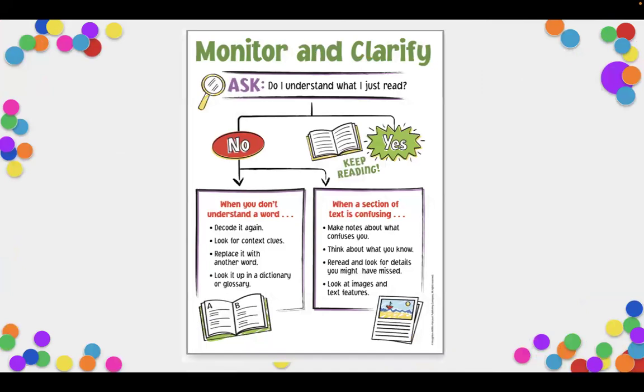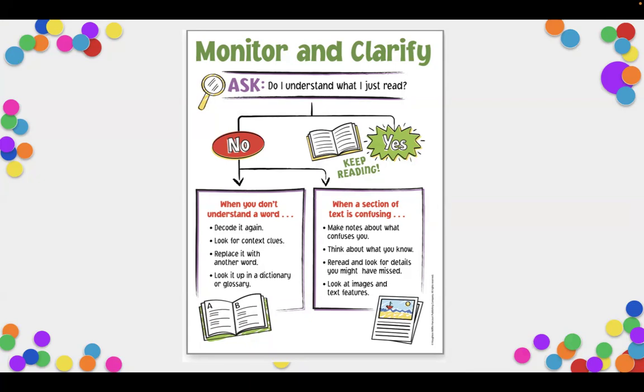Next, we talked about monitoring and clarifying. This is really important when we read. So you need to ask yourself, do I understand what I just read? Now, I don't know if this has ever happened to you, but have you ever gotten lost in a book and you're reading and you're reading and you kind of zone out a little bit and then you read a section and you're like, oh my gosh, how did this happen? Or I don't know what I just read for the last 2 pages.